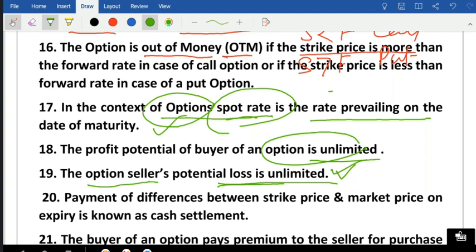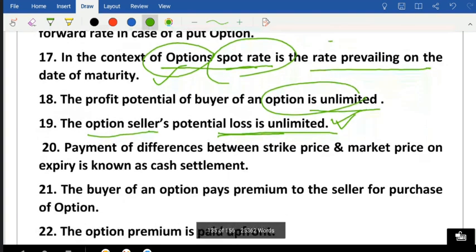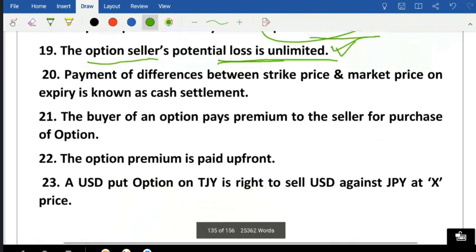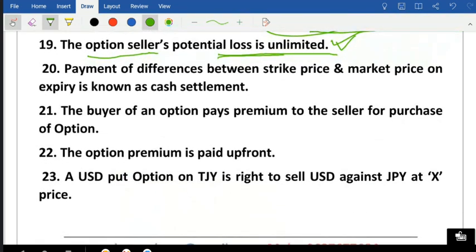The payment of the difference between the strike price and the market price of an option on expiry is known as cash settlement. So whatever option has been carried out, the settlement will be done by the difference between the strike price and the market price, because either you might have incurred a loss or you might have gained a profit. That is called settlement.